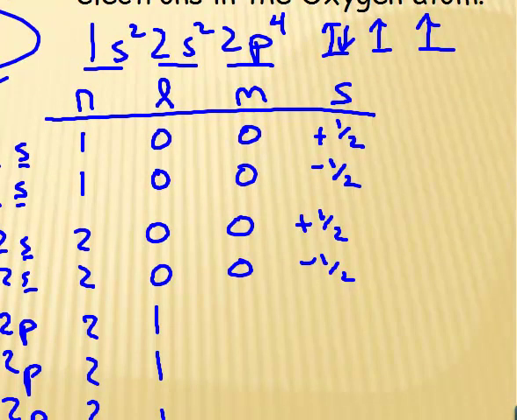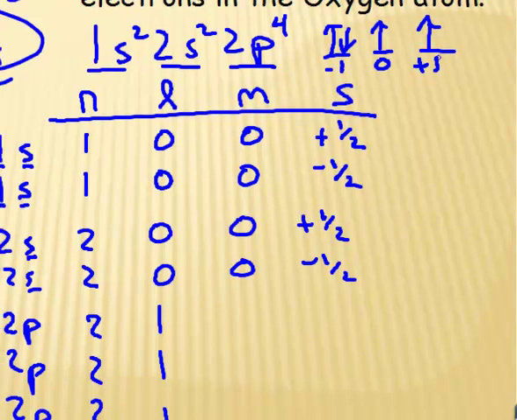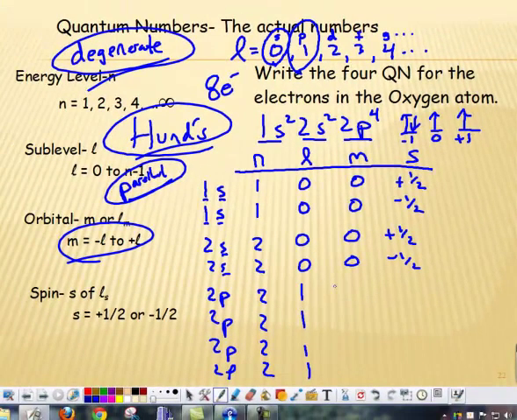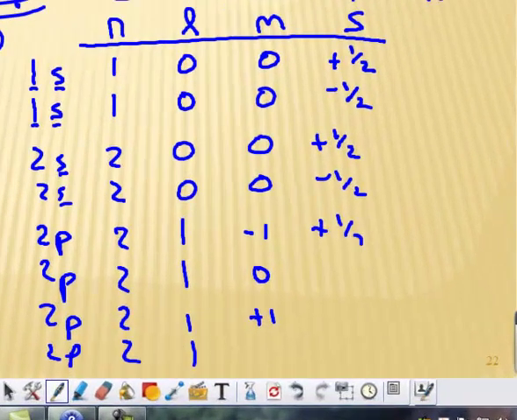All right, so when L is 1, M can be negative 1, 0, and positive 1. So when I do these designations, I'm going to take into consideration Hund's rule and the fact that I want parallel spins with the first 3. So I'm going to say negative 1, 0, and positive 1. And I'm going to make them all spin in the same direction.